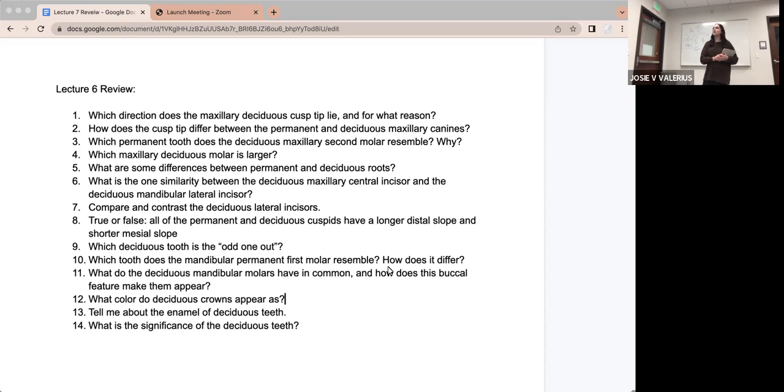Yeah, the deciduous, or yes, the deciduous. Wait, sorry, did you say deciduous or permanent? There's too many words. Okay, the mandibular permanent first molar resembles the mandibular deciduous second molar. And the way that it's different is that the deciduous or baby tooth is just smaller, has a smaller crown.